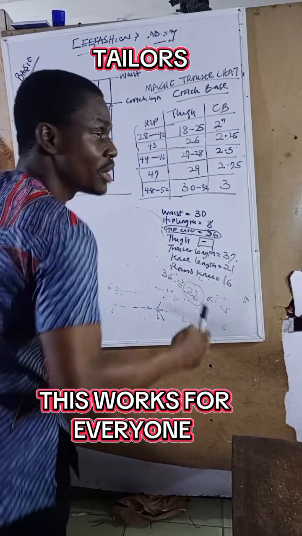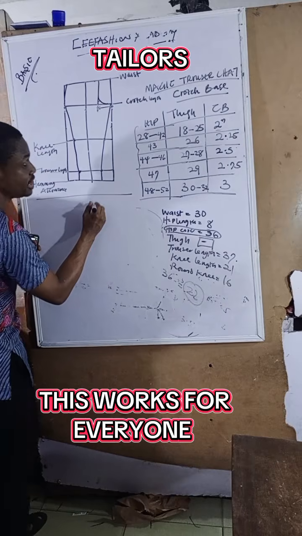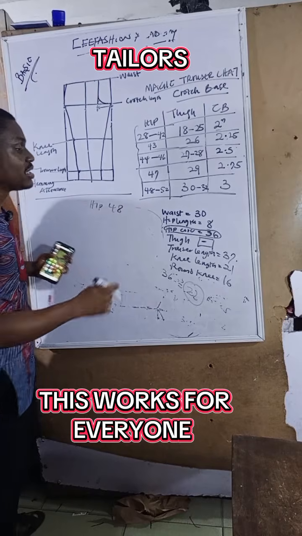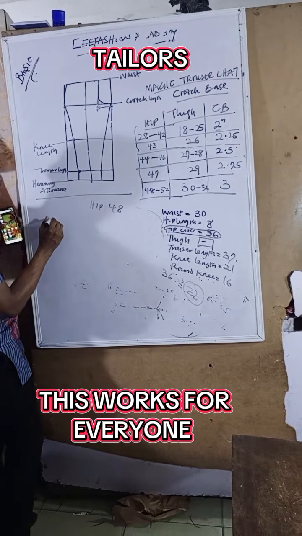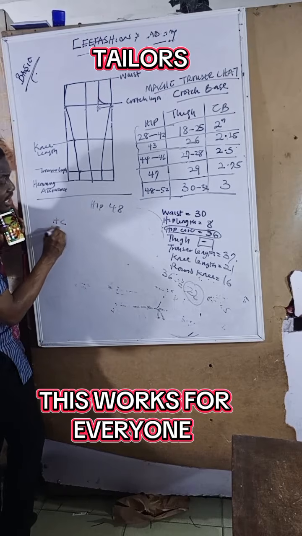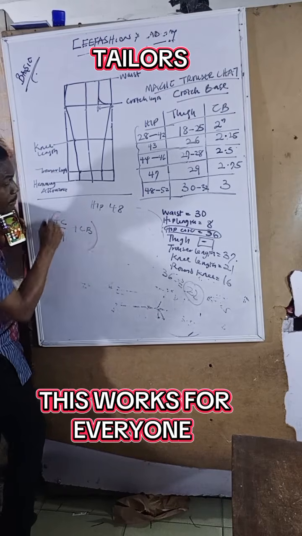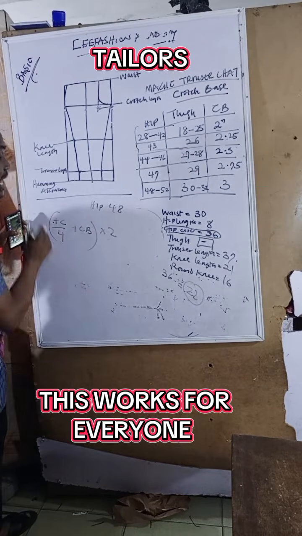So let's do another example. This is example number 2. Let's say you have a hip of 48 inches. We are going to find out the thigh circumference. Remember the formula: the hip circumference divided by 4 plus the crotch base, bracket open, bracket close, times 2.